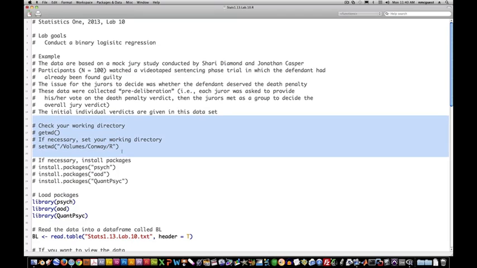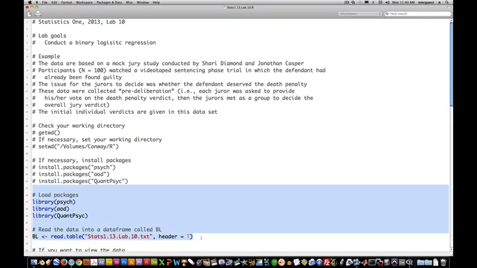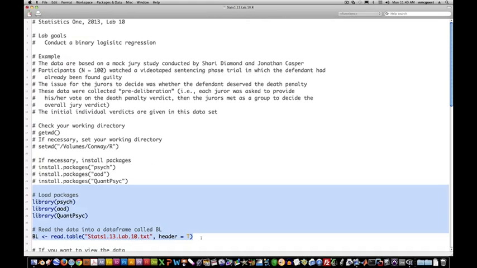I again commented this out. Make sure you've got the right working directory. I've commented out the install packages, but you'll probably need to install these two new ones that we haven't used before: AOD and QuantPsych. I've already done that just to save time. Let me get started by loading the packages and reading in the data. I'll read it into a data frame called BL, for binary logistic. And that looks good, no problems.